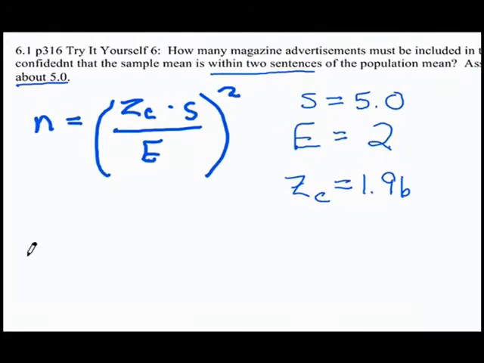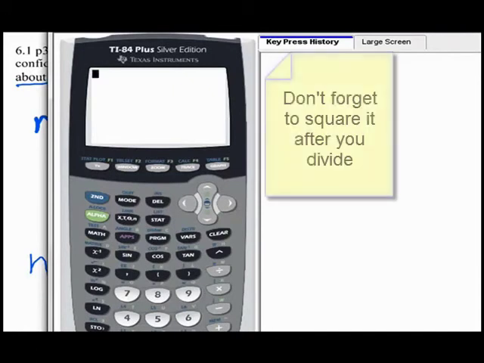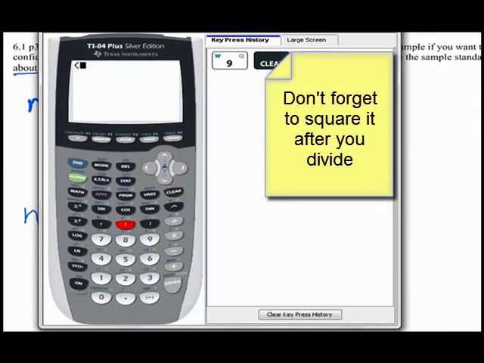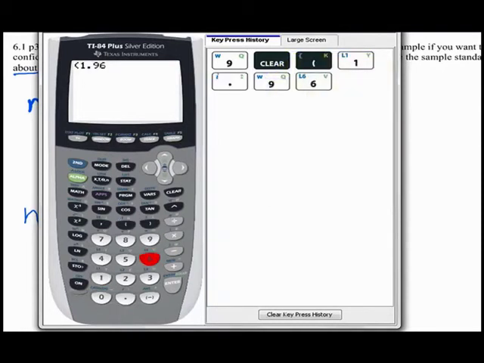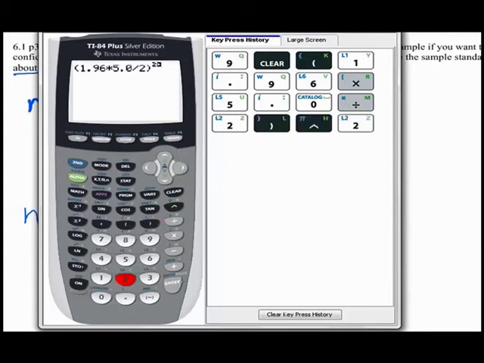So let's plug these numbers in. So we get N is equal to 1.96 times the S, which is 5, or 5.0, divided by the 2 squared. And we're always going to round this up. So let's get to our calculator. And so we're going to do open parentheses, 1.96 times the 5.0 divided by 2, and then close parentheses, and then we want to square that. And so we're going to press enter there, and we'll end up with 24.01.